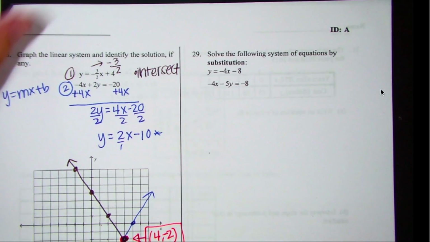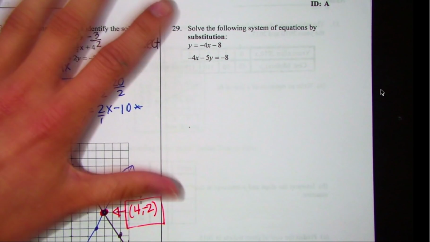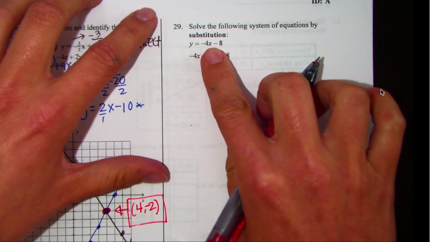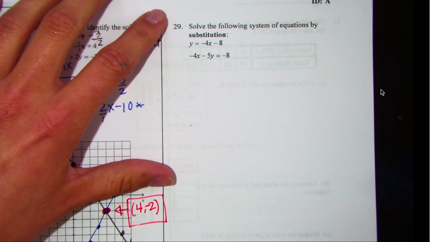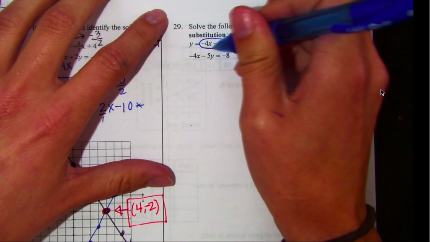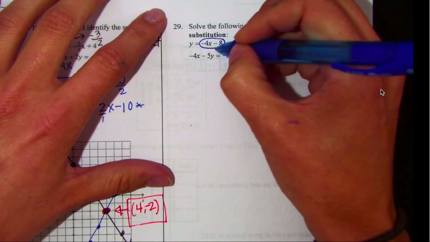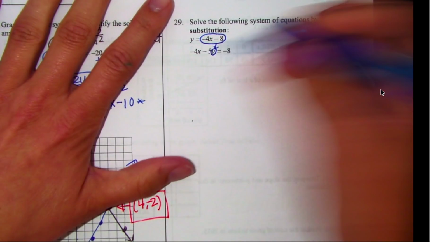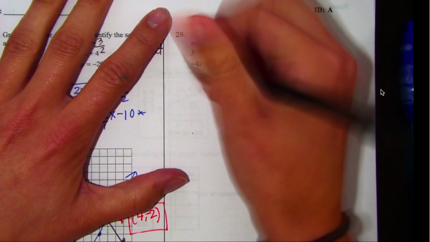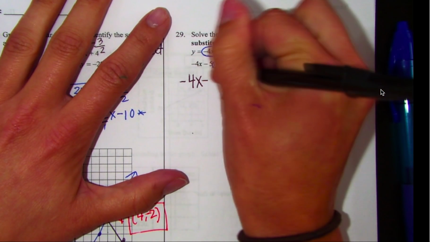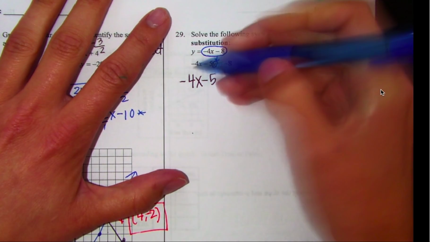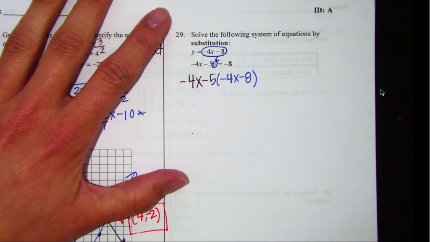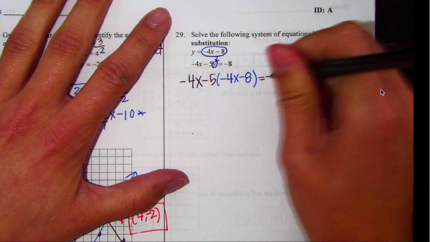Number 29, we're going to solve the system using substitution. So this is already set up and ready for us to go. They isolated the variable. All we're going to do is take this part, negative 4x minus 8, and substitute it in right here for y. So I'm going to copy down negative 4x minus 5, but I'm replacing y with negative 4x minus 8. And just copy down the rest of the problem.